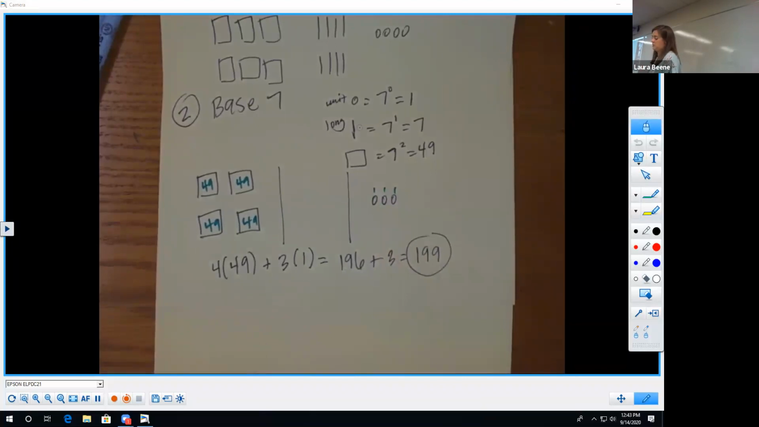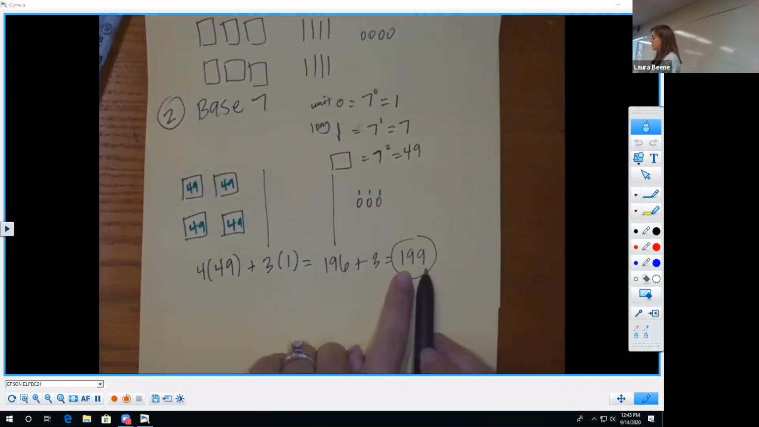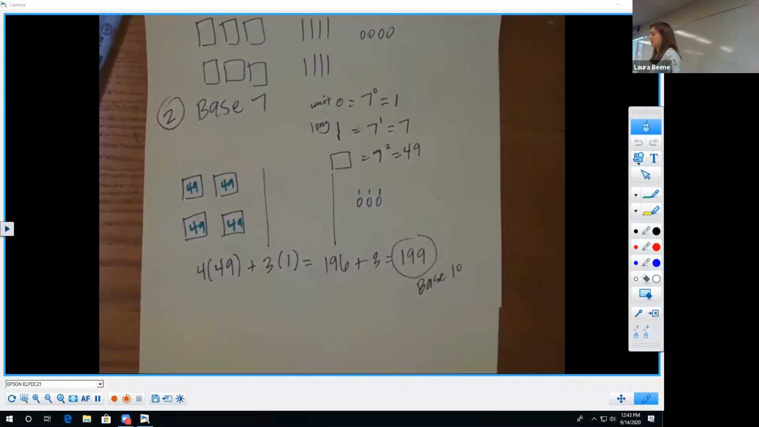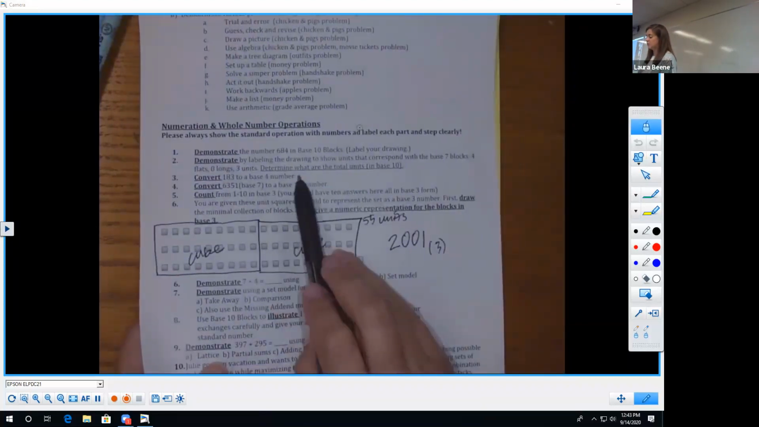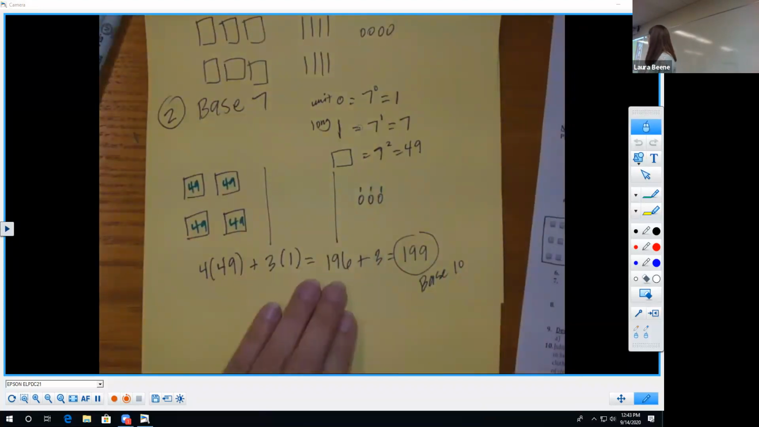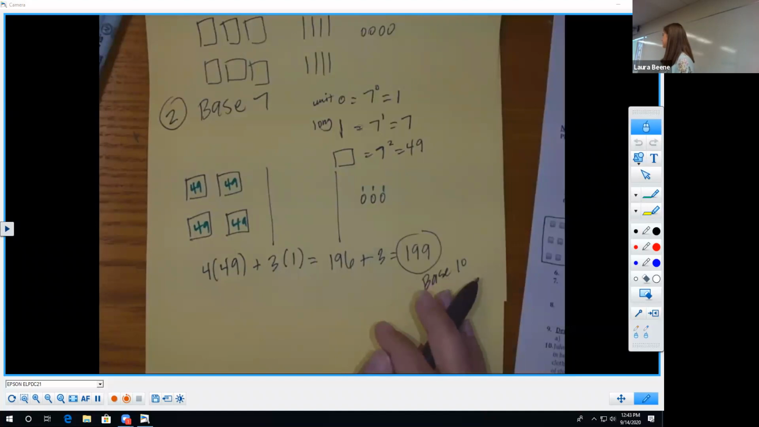Oh, okay. Yeah, I get it. And draw the picture and then solve it. Yeah, and the number of units, this is base 10. Like that's the number in base 10 form. Will we still have to put base 10? Well, it said determine what are the total units in base 10. Like the number of units is always in base 10. Like when you count up the pieces, it's always base 10. What else? Okay.